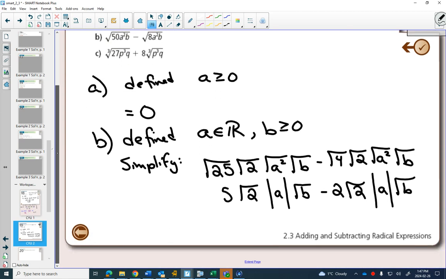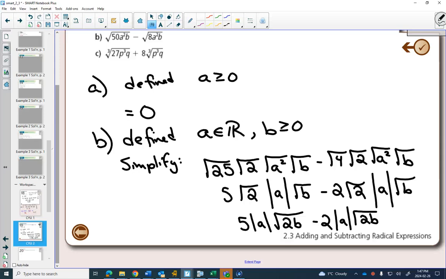So what I really have, when I put this together, I put my numbers out in front. So my numbers out in front are 5 absolute value of a, and my square roots that I'm left with, I can put those together as root 2b, minus 2 absolute values of a, and square root of 2b. In order to put these together, not only do they have to be like radicals, but they also have to be like terms.